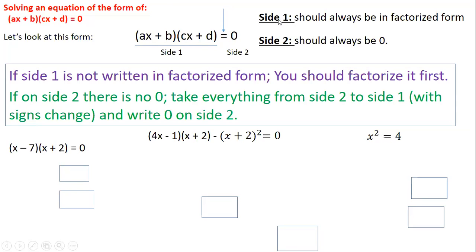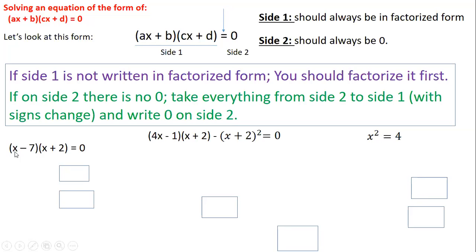Always we should make sure that side 1 is in factorized form, which means a monomial multiplied by a binomial or a binomial multiplied by another binomial. Side 2 should always be equal to 0. If side 1 is not written in factorized form, we should factorize it first. If side 2 is not 0, we take everything on side 2 to side 1, and we write 0 on side 2.